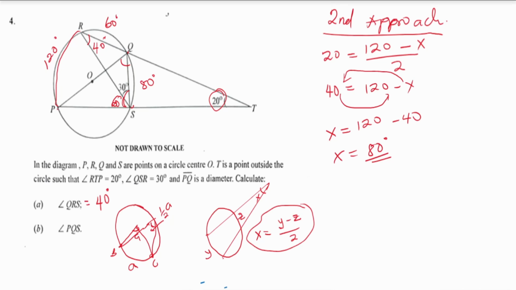So the arc PS is going to be 360 minus 120 plus 60 plus 80, right? And I think that is 260. So 360 minus 260, we get 100 degrees. So that means the arc here measures 100 degrees. And you know the arc here, the 100 is supposed to be the central angle. And the angle PQS will be half of the central angle, which is 50 degrees. So that means angle PQS is 50 degrees.